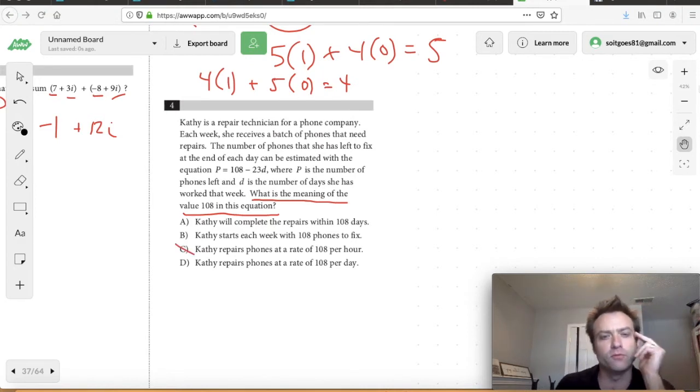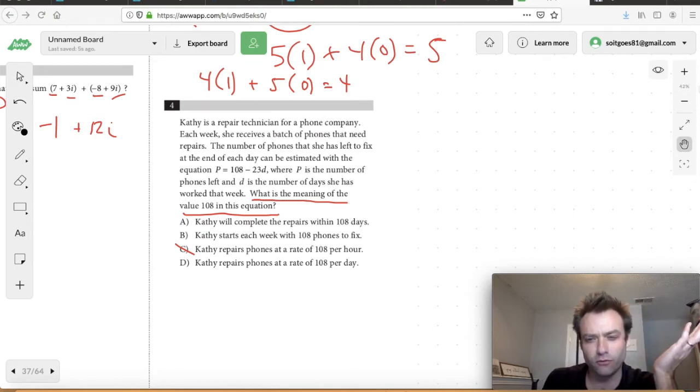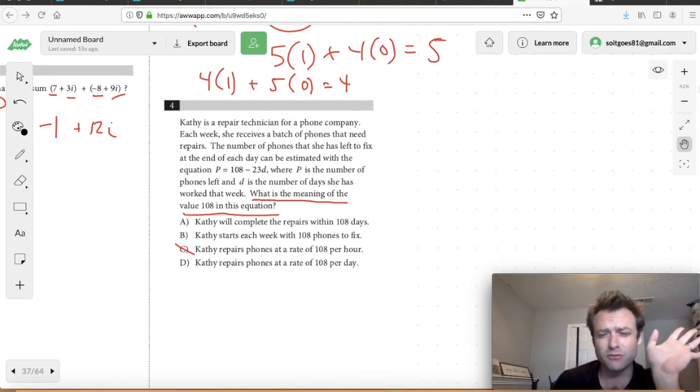Answer choice D. Kathy repairs phones at a rate of 108 per day. That's also a lot, right? She's working an 8-hour day. We're talking about 12-ish phones per hour. So that's like a phone every 5 minutes or something like that. That's pretty fast. It might be possible. Maybe we can even keep it. But I'm suspicious of A and D. B sounds pretty reasonable. There's another way we can look at this. It is answer choice B, by the way.